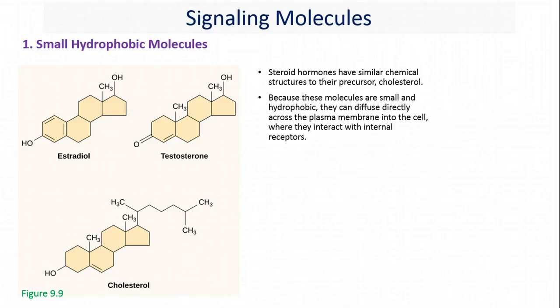So we've talked about the types of receptors. Let's talk about the types of signaling molecules. The first type are small hydrophobic molecules. Now, because these are small and hydrophobic, they can easily pass through the cell membrane. So these don't need a cell surface protein receptor. They can actually just diffuse straight into the cell where they can interact with our internal receptors.